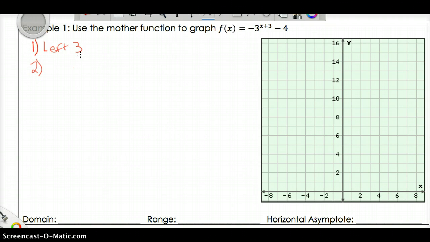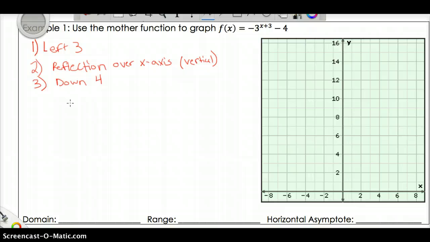I then look for my reflections. I see I have a negative in front. And so that means I'm going to be having a reflection over the x-axis. Which, remember, is going to be a vertical reflection. And last but not least, I look for any shifts up or down. I see a minus 4, which means I'm going to go down 4 units.